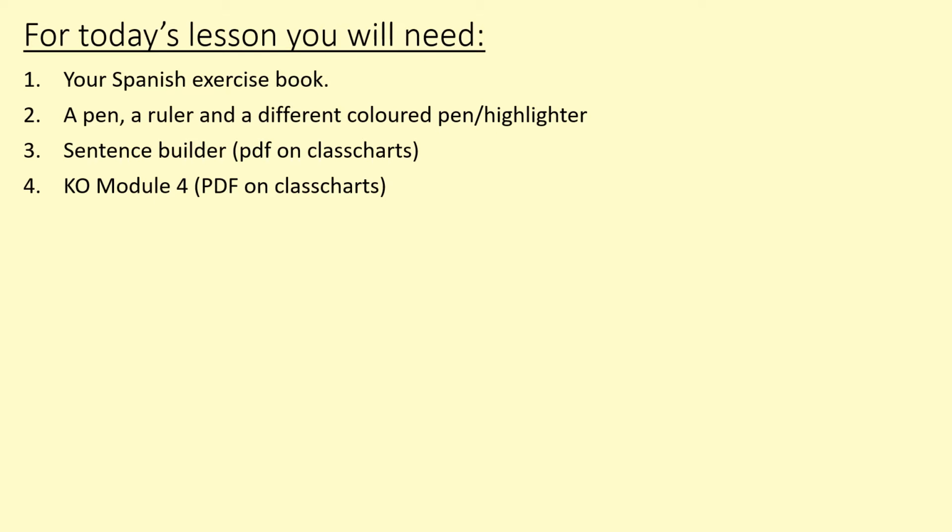Before you get started, here's the equipment you need to get ready. Your Spanish exercise book, a pen, a ruler and a different coloured pen or highlighter for corrections, the sentence builder on class charts as a PDF, and the knowledge organiser for module 4 unless you've already printed this off. You could print off the sentence builder as well today. This will be useful if you have a printer. Pause to do that now.